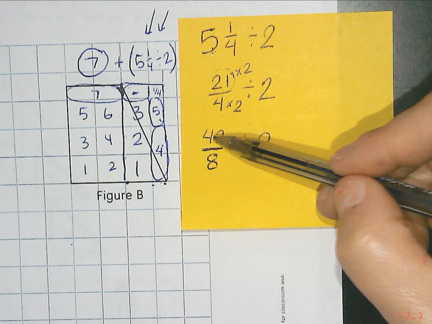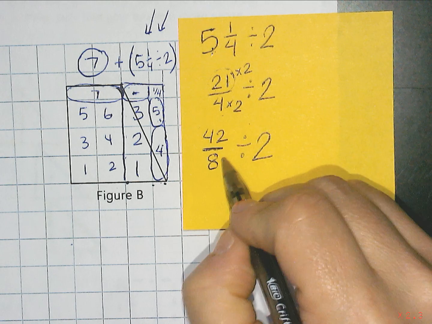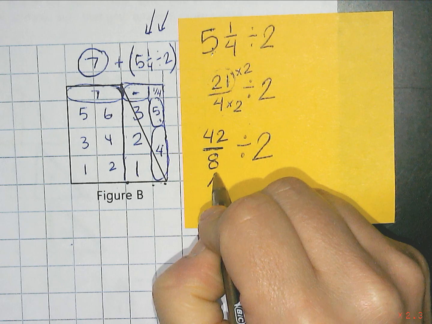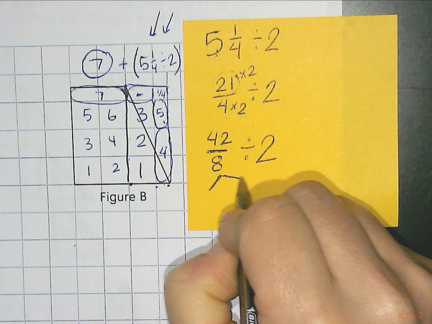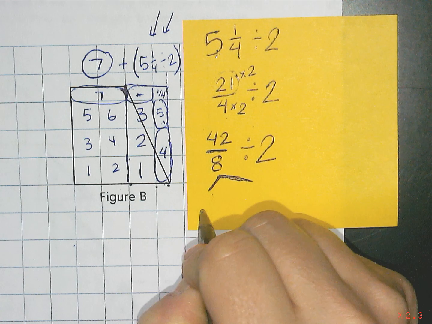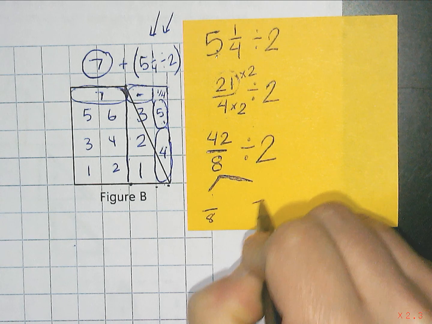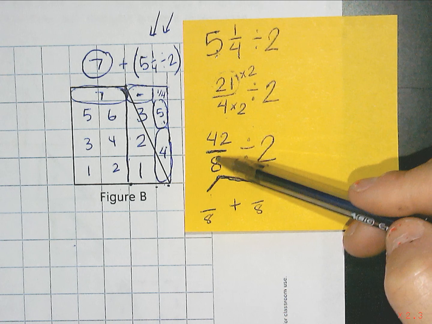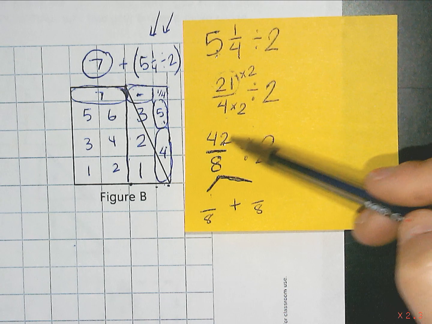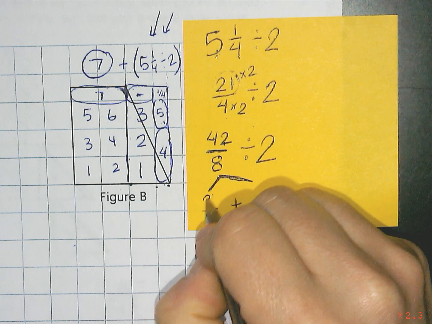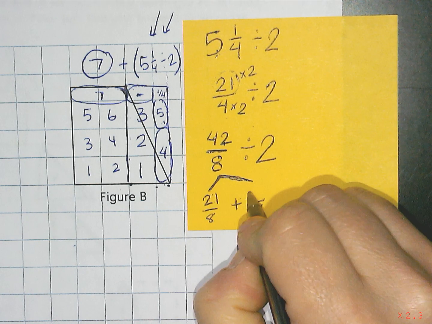So 42 eighths, I need to divide this into 2 equal groups. So I'm going to show it with this little carrot. I'm going to split it apart. Let's see here. I want to make it into 2 equal groups. So 42 divided by 2 would be 21. 21 eighths and 21 eighths.